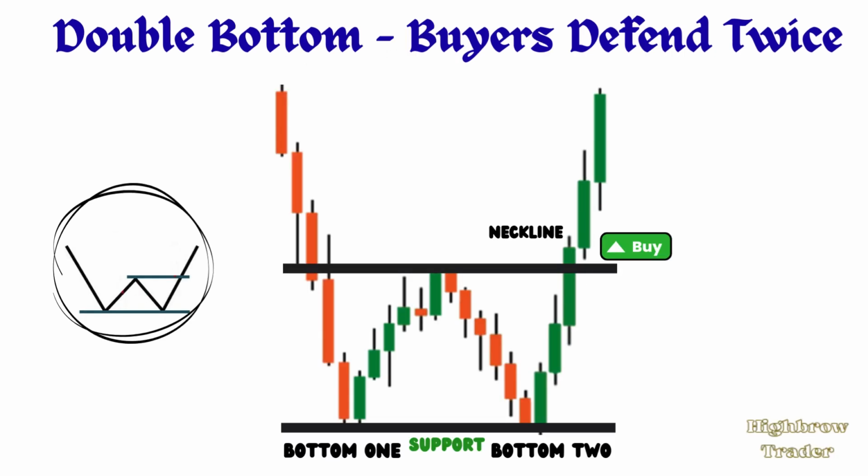The double bottom shows up after a downtrend hits solid support. Price bounces, comes back to test that same level again, then pushes higher. It forms that familiar W shape.